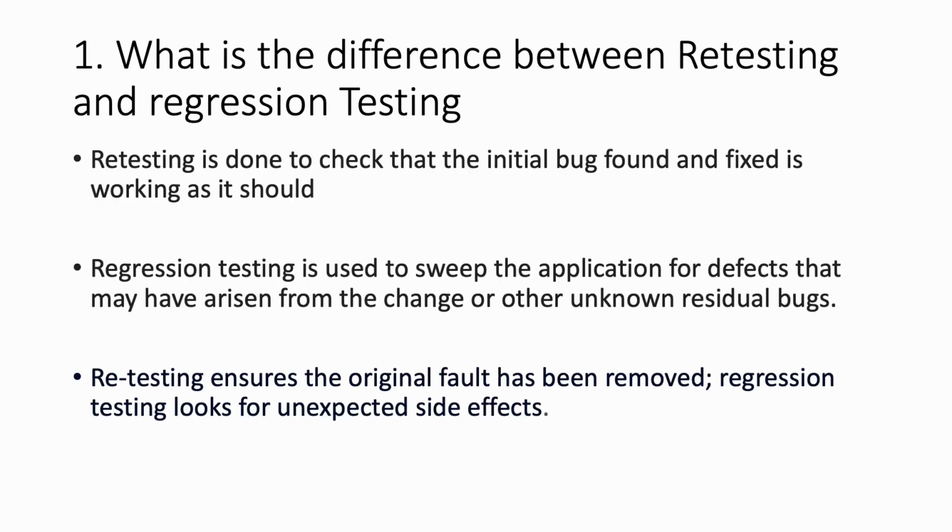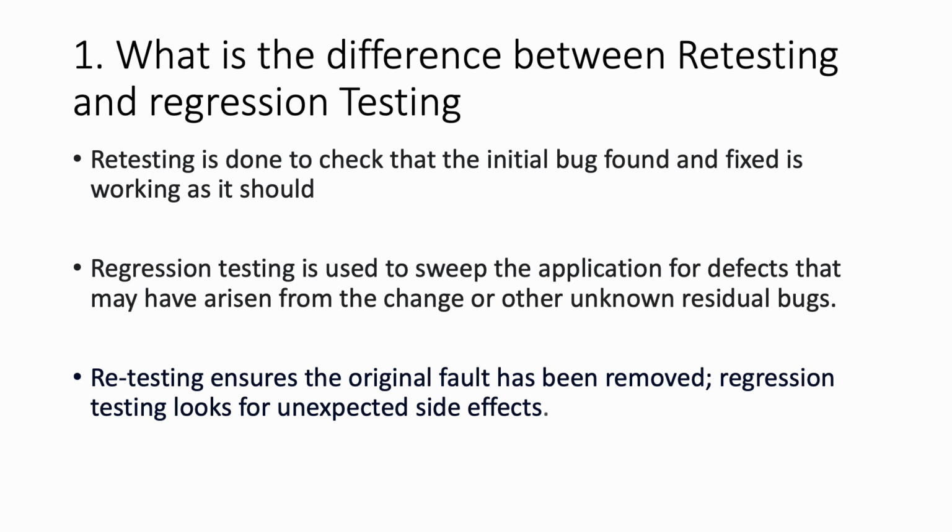Okay, the first question is, what is the difference between retesting and regression testing? Generally, retesting is done to check that the initial bug found and fixed is working as it should. Regression testing is used to sweep the application for defects that may have arisen from the change or other unknown residual bugs. Retesting ensures the original fault has been removed. Regression testing looks for the unexpected side effects.